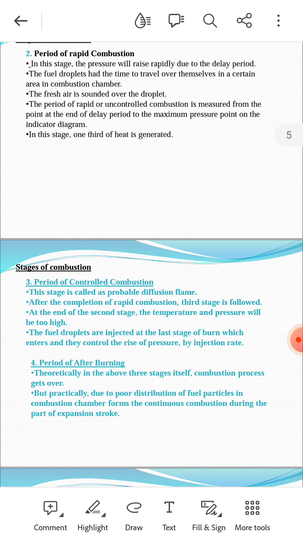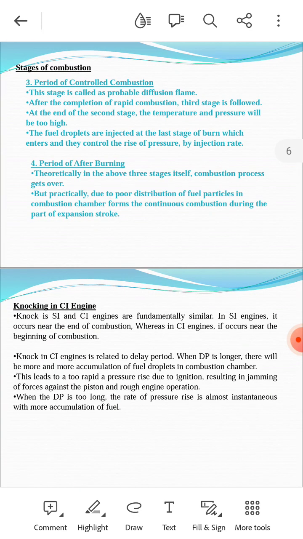Theoretically, in the above three stages itself, the combustion process gets over. But practically, due to poor distribution of fuel particles in the combustion chamber, combustion continues during part of the expansion stroke. The next one, knocking in CI engines.